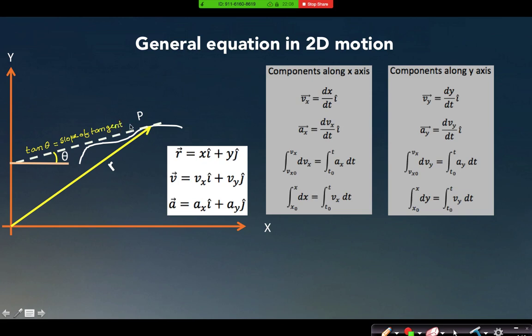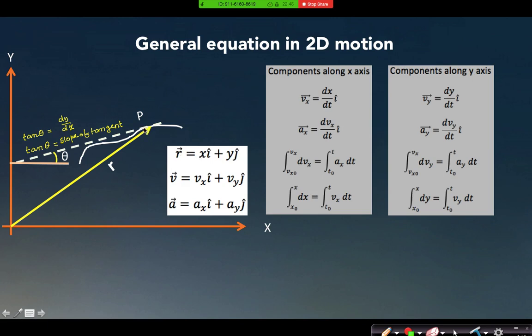Mathematically, how do I express this tan theta? Do you remember mathematically how I represent slope? Yes. The slope is nothing but dy by dx. Do you remember this part? Everyone should know that the slope of the tangent at any point on a curve or any graph gives you dy by dx or dy by dt, whatever it may be.